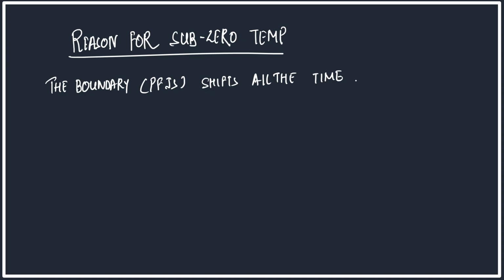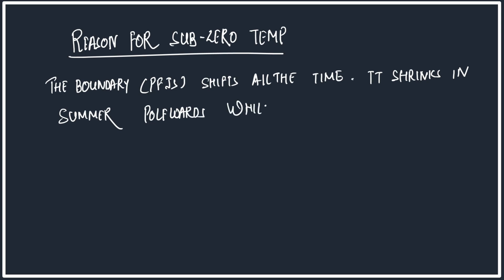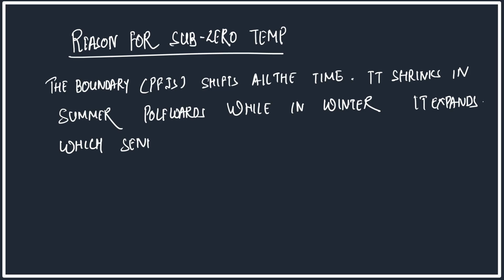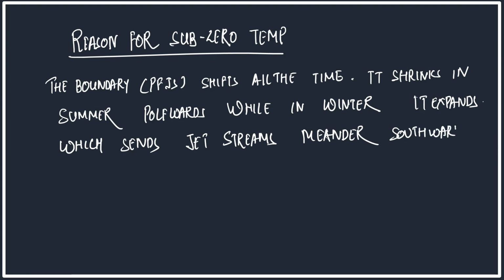So the boundary, the polar front jet stream, shifts all the time. It shrinks polewards in summer, while in winter it expands, which sends jet streams meandering southwards, or you can write near to tropics.